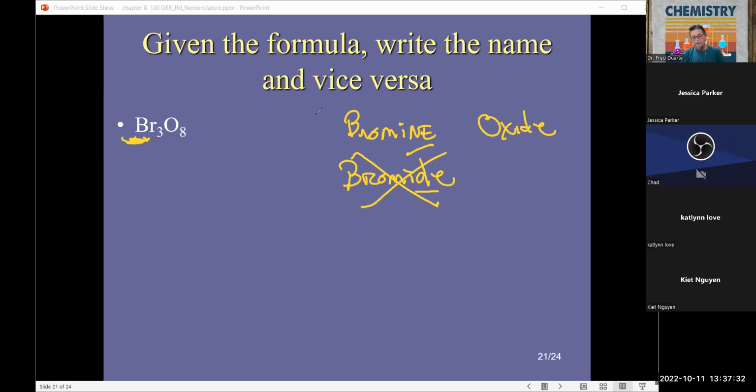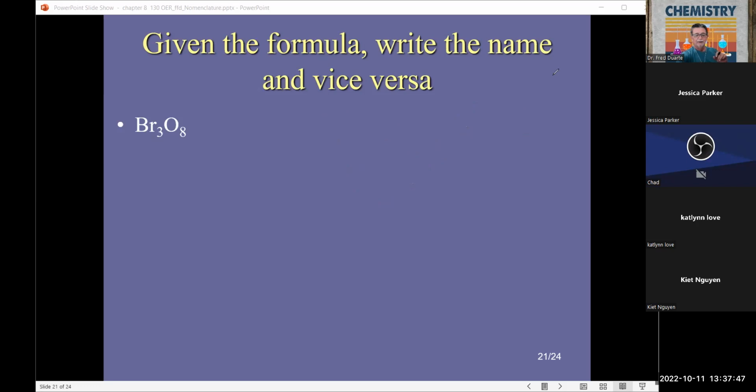And then we got oxide. Okay, so now the prefixes, we got 3 of them, so that's tribromine, and then we got octoxide. So some of these, with the prefixes, can be a little bit of a tongue twister. So technically, as I stated, that A should be dropped, so it would be octoxide. So tribromine octoxide.